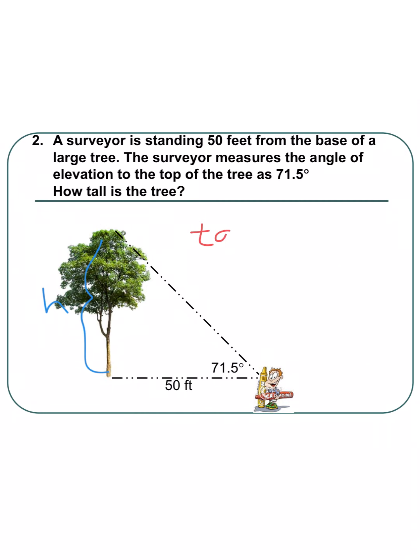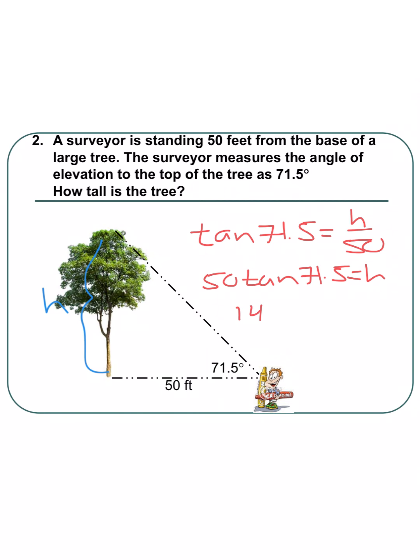So I could say that the tangent of 71.5 is going to equal h over 50. I would then multiply both sides by 50. So we have 50 times the tangent of 71.5 equals h. If you go ahead and multiply that together in the calculator, again, making sure that you have your calculator in degree mode, then we get approximately 149.4 feet as our height of the tree.